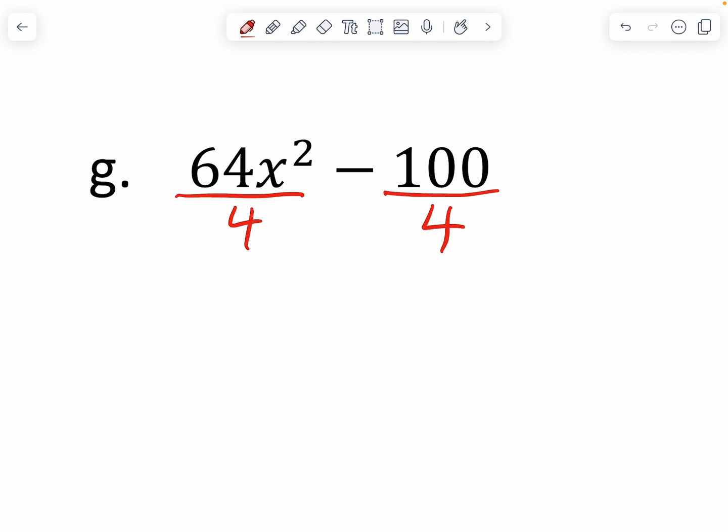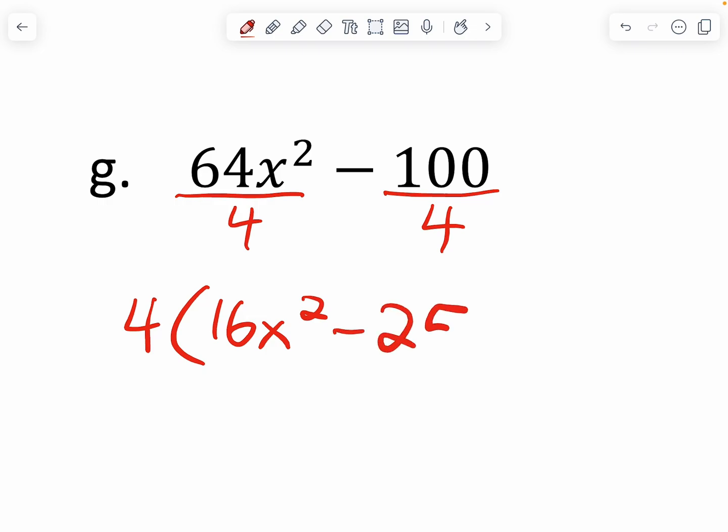So I'm going to take that GCF out front and divide both of them by 4. When I do 64x squared divided by 4, I get 16x squared. When I do negative 100 divided by 4, I get negative 25.